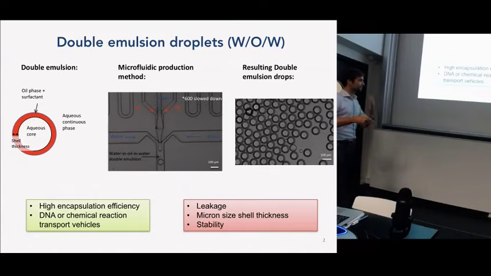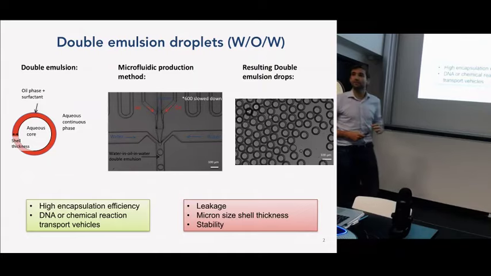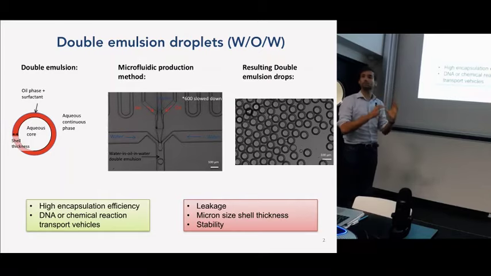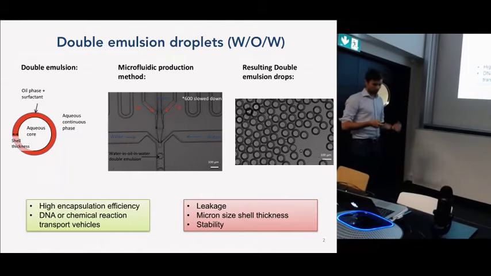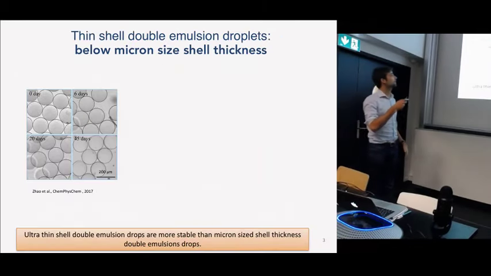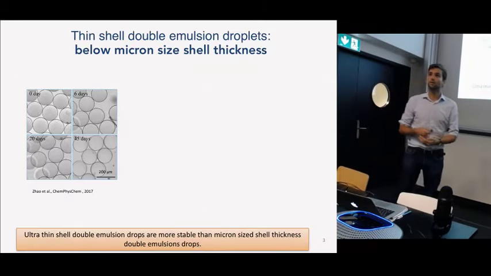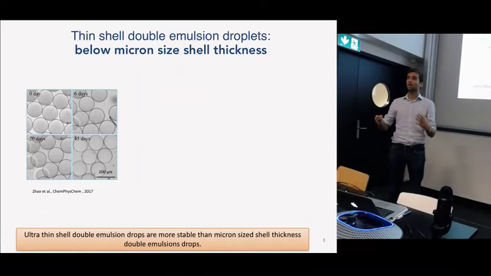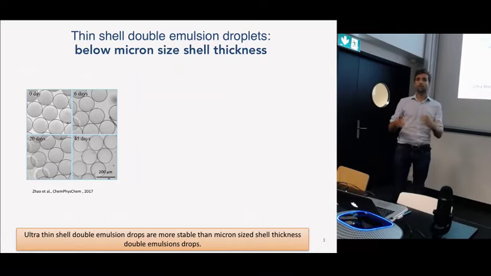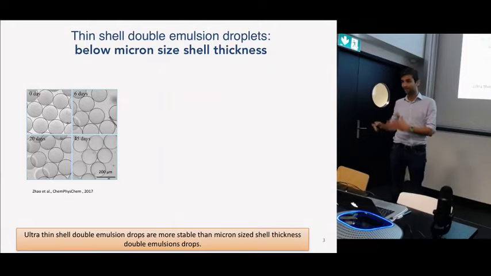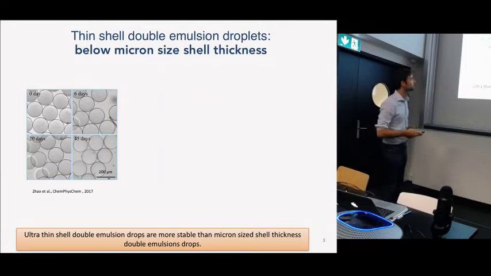For those double emulsions, with the production method that we use, we can only go to micron-size shell thickness, we cannot go lower. And that can be a problem in terms of stability of the double emulsion, because it's a drop which is inside another drop, so it can move and maybe break it. So that's why we turn to another kind of double emulsion, which are called thin shell double emulsions. So in this talk, when I talk about thin shell, I mean double emulsions which have a shell thickness of less than 1 micron.